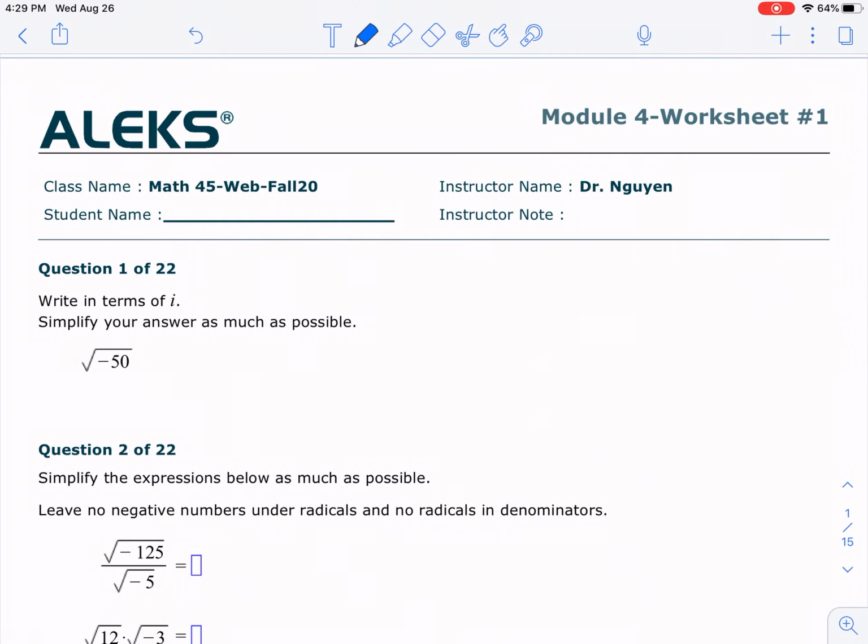For this module, we want to talk about complex numbers. Before we talk about complex numbers, I just want to remind you of one important piece of information, which is the square root of -1. The square root of -1 is i, because i squared is going to give you back -1. So keep that in mind.